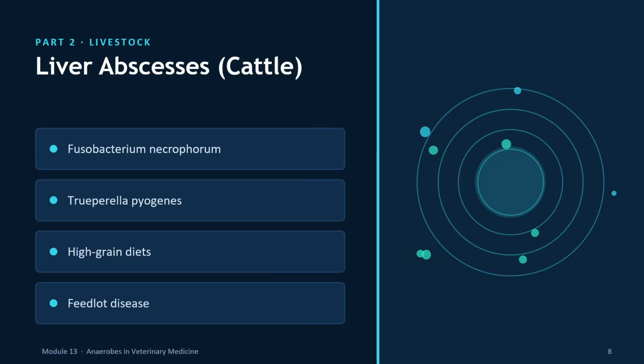In cattle, liver abscesses are strongly associated with high-grain diets that cause rumen acidosis. Fusobacterium necrophorum translocates from the rumen to the liver, often with Trueperella pyogenes. These abscesses reduce feed efficiency and cause carcass condemnation.